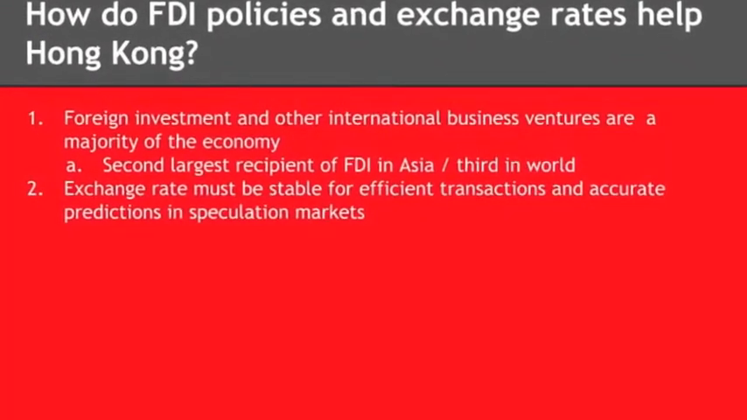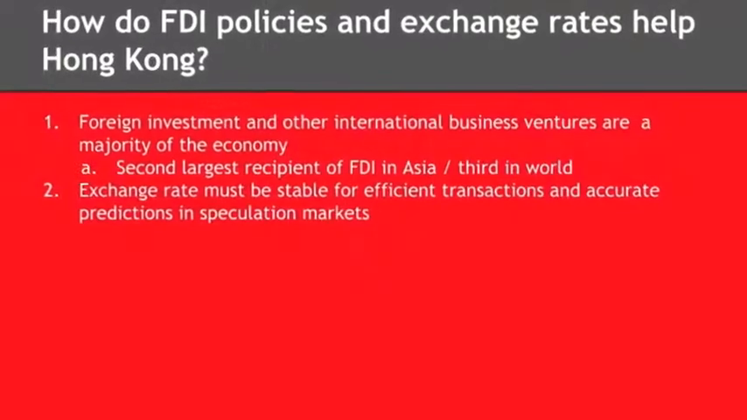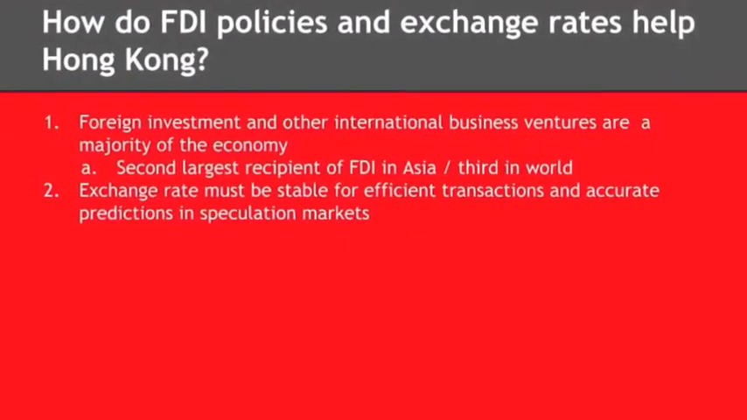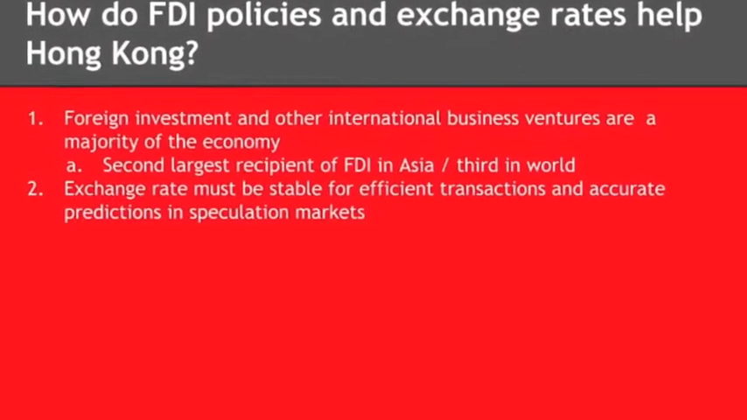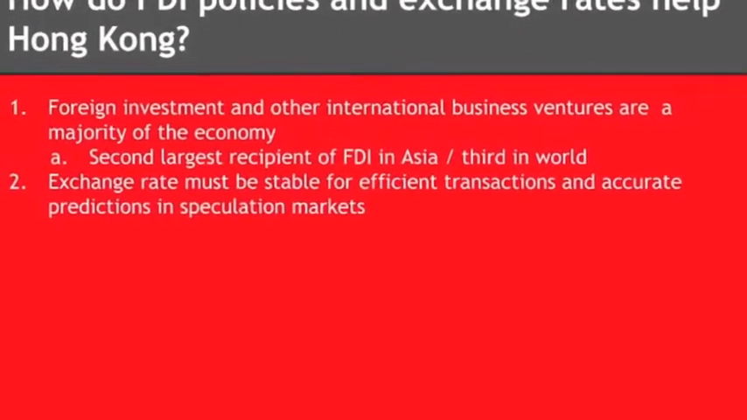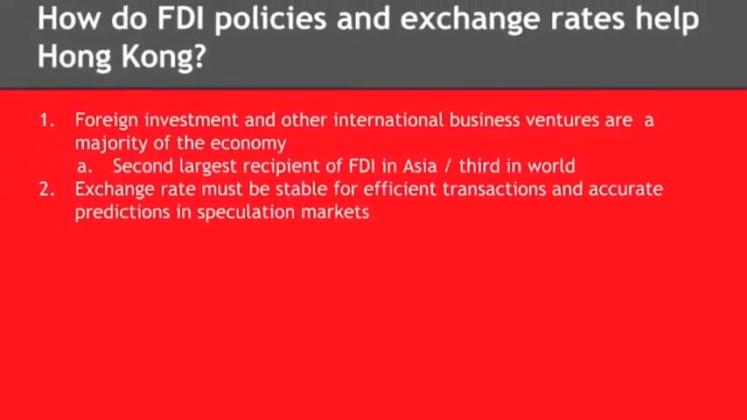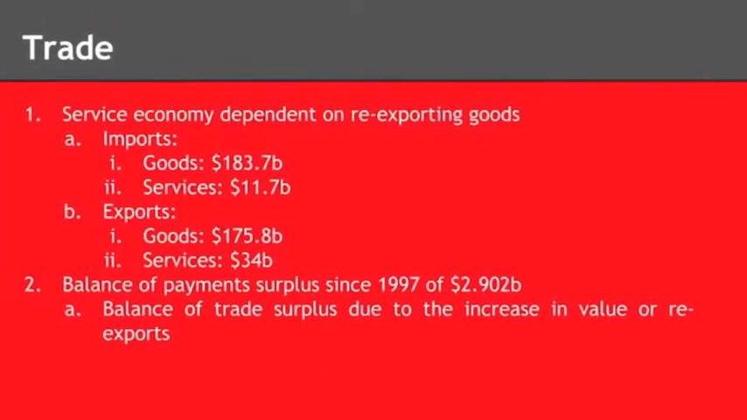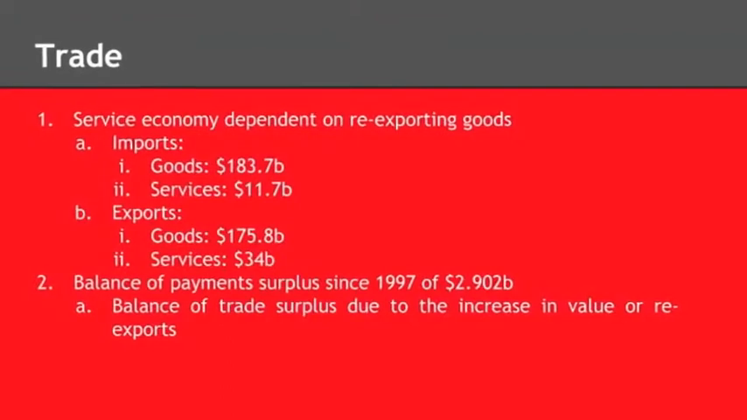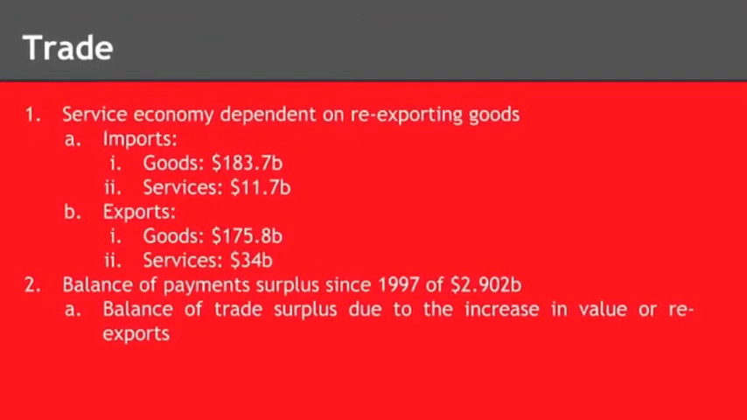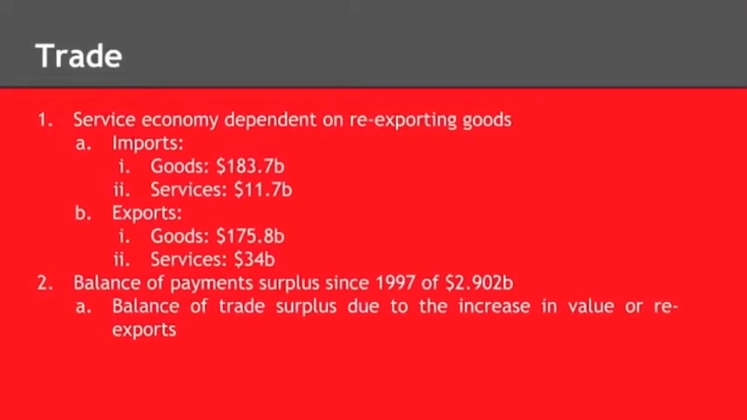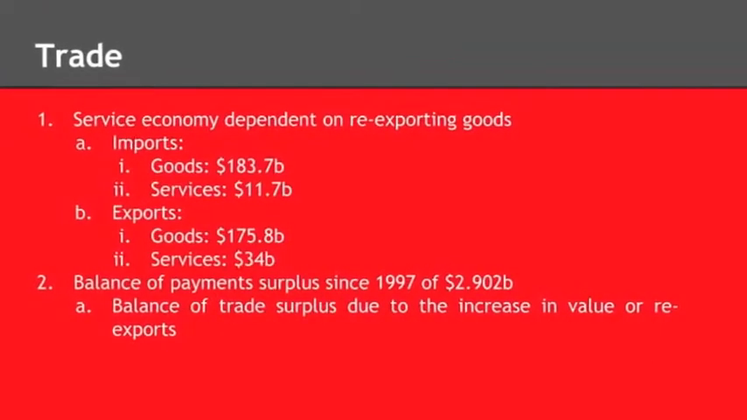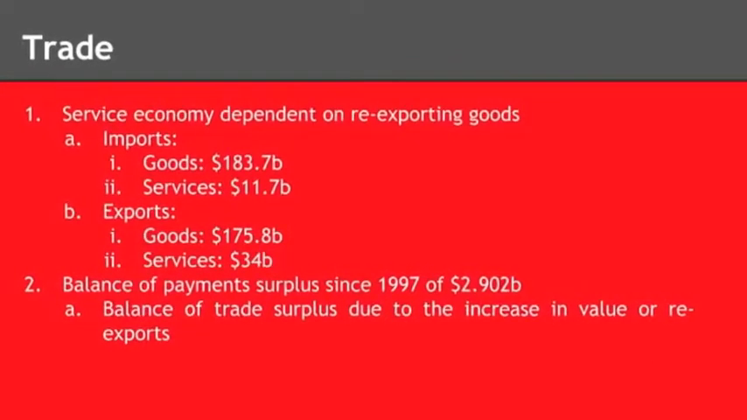FDI has been a major source of Hong Kong's economic development as an international business hub. As a center of international business, the exchange rate must be stable to ensure efficient transactions and predictions in speculative markets. Trade is the largest part of Hong Kong's economy. Because the service economy is dependent on re-exporting goods, it is a prime example of the new trade theory. Trade balance surplus has been $2.9 billion due to increase in value of re-exports.